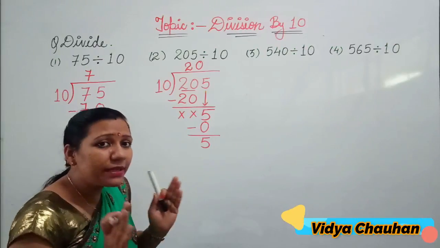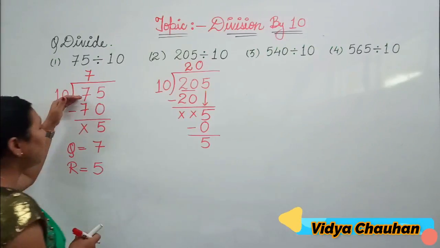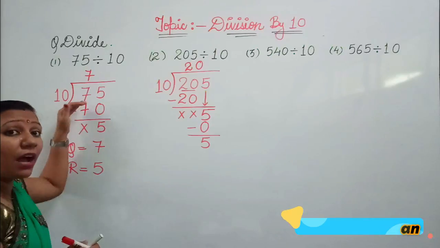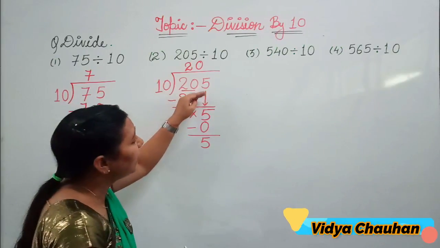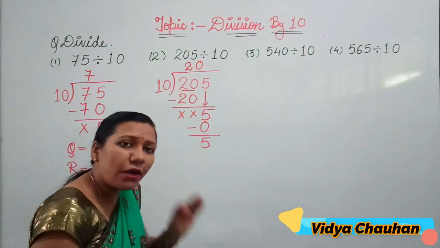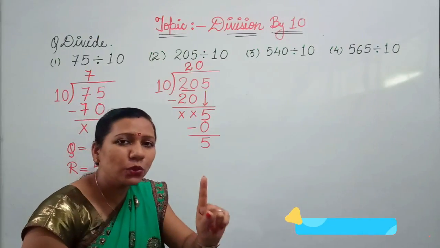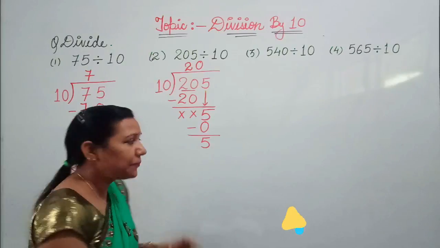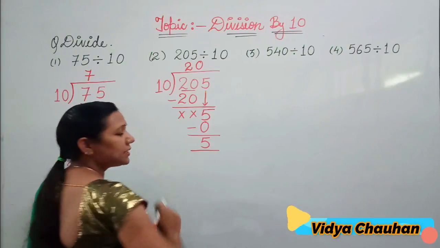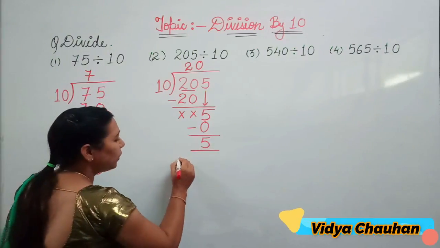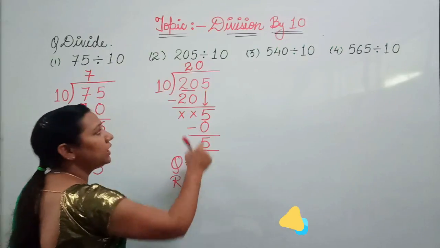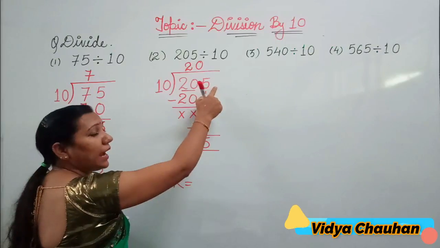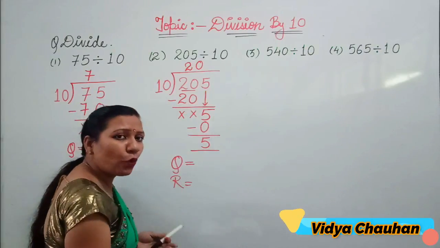Right, children? So please understand this concept. If you are getting any remainder after subtracting, that can be left as it is. But if you are bringing any digit down, you have to divide it at least one time. Right? Now, this is our remainder. Now it's time to write the quotient and the remainder because we cannot divide it anymore and the digits in the dividend are also over.